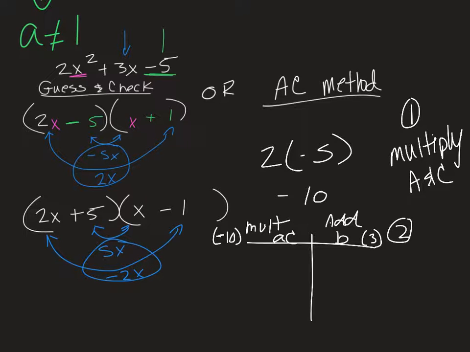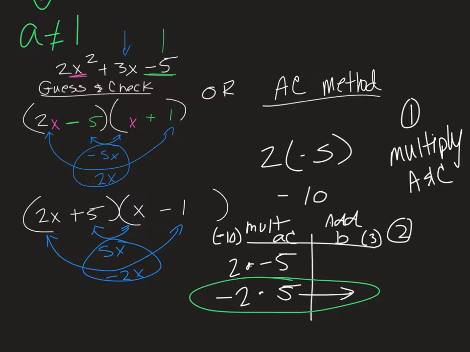So give me some factors of negative 10. 2, 5. Negative 2, negative 5. Will that give me a negative 10? Okay, so let's say positive 2 and negative 5. Is positive 2 plus negative 5 positive 3? No, it's negative. So it's going to be negative 2 and positive 5. That's the one that adds to get 3. Okay, so I found my two factors, because negative 2 times 5 gives me negative 10, or AC, and it adds to get 3.